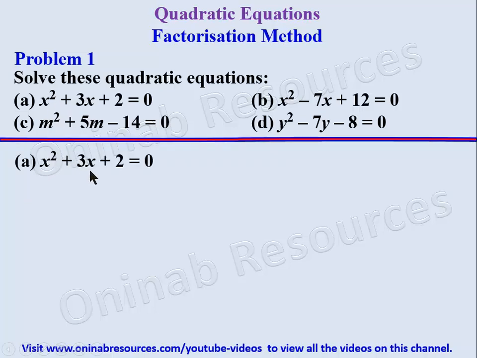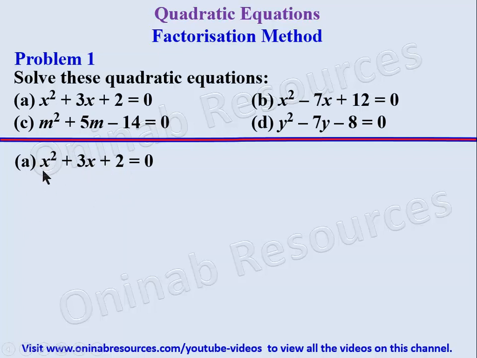We have x squared plus 3x plus 2 equals 0. This is the standard form of quadratic equations, where the first term is of degree 2, the second term is the term with x of degree 1, and the third term is the constant term. So here, since the coefficient of x squared is 1, our concern shall be on 2. So we'll be looking for two factors of 2 whose sum will give us the coefficient of x.